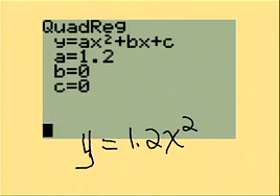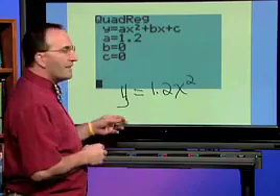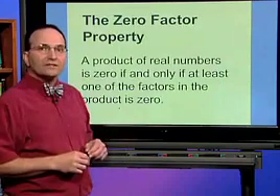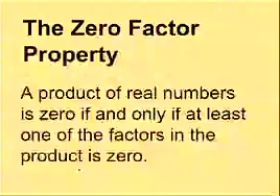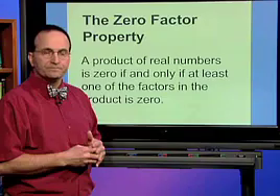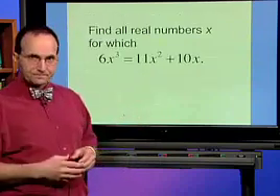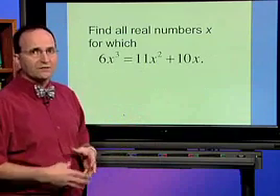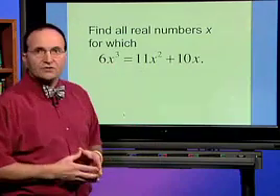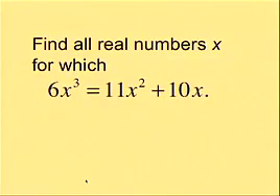Well, let's revisit a property that's going to be useful in solving equations algebraically, and that is called the zero factor property. It tells us the product of real numbers is 0 if and only if at least one of the factors in the product is 0. Let's look at an example of where we would apply this to solving an equation. Find all the real numbers x for which 6x cubed is equal to 11x squared plus 10x.